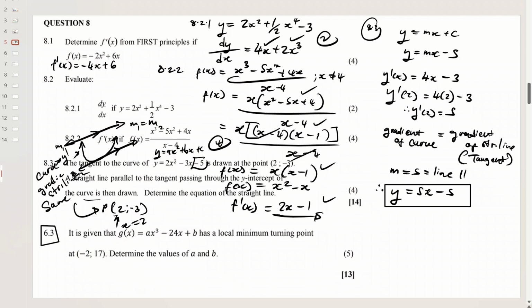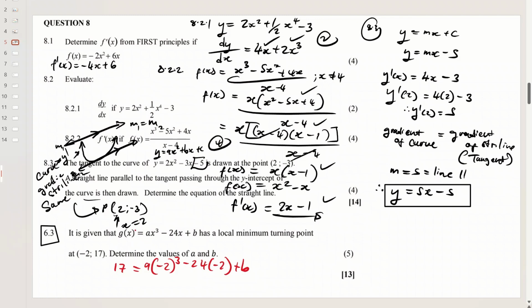That's our first step. Now, this is 17. This is y, so y is 17. So now a into 2, into 3, minus 24 into negative 2, plus b. Guys, this is very simple. This doesn't have to be tricky for you, or you shouldn't find it very difficult. This negative 2 and the 17 is also a point on your curve.